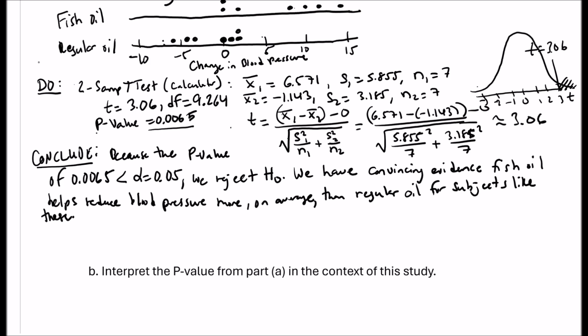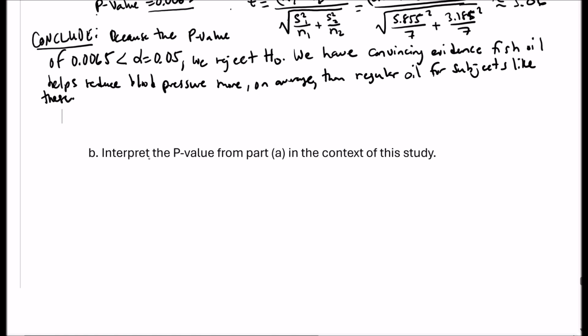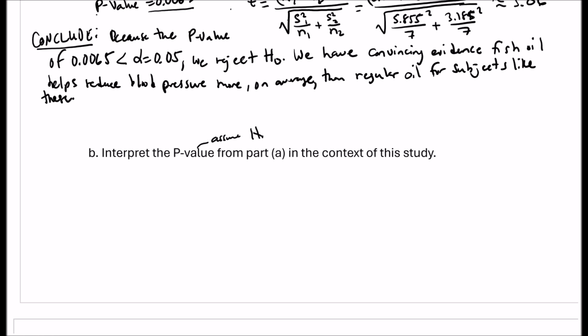Okay, there you go. All right, so now let's look at the part B. It says interpret the p-value from part A in the context. Remember, to interpret the p-value, you assume H0 is true, okay? And then when you assume H0 is true, then you have a certain probability that the result is as strong or stronger by chance, okay?